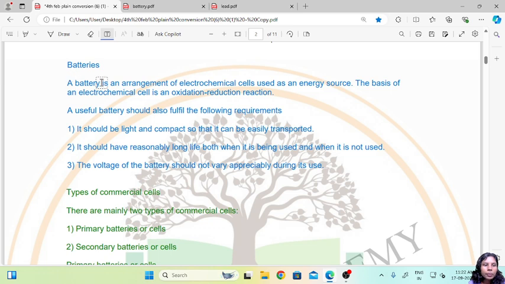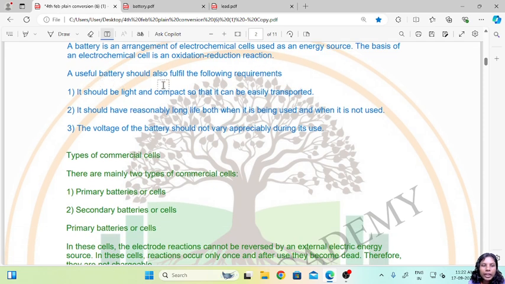So, batteries. A battery is an arrangement of electrochemical cells used as an energy source. The basis of an electrochemical cell is an oxidation reduction reaction. So a battery is an arrangement of electrochemical cells, and that becomes the source of energy. This electrochemical cell is based on redox reactions, that is, oxidation and reduction reactions.